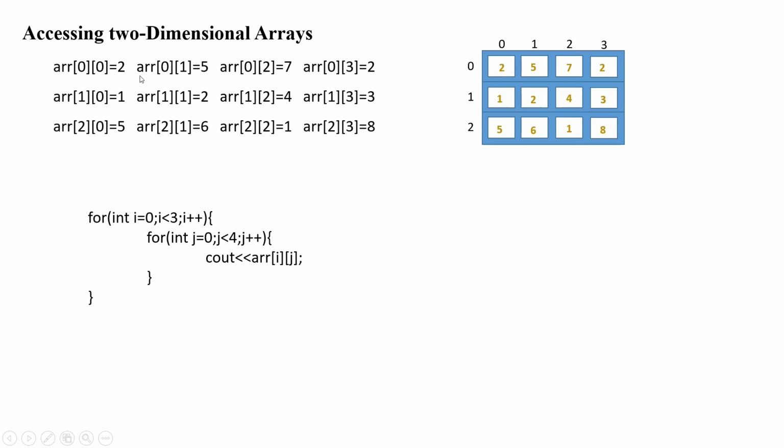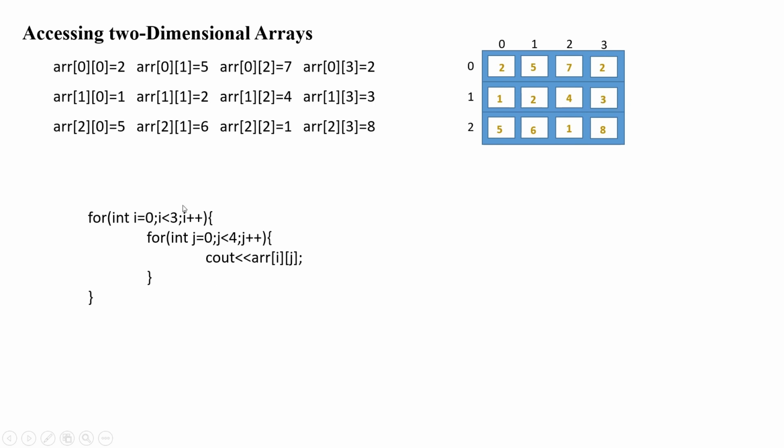To access, suppose this element, which has column 1 and row 1, if we see arr[1][1], the value is 2. To access, say, this element, the column is 3 and the row is 1, so we have to check the value of arr[1][3]. arr[1][3] is equal to 3, as you can see here.